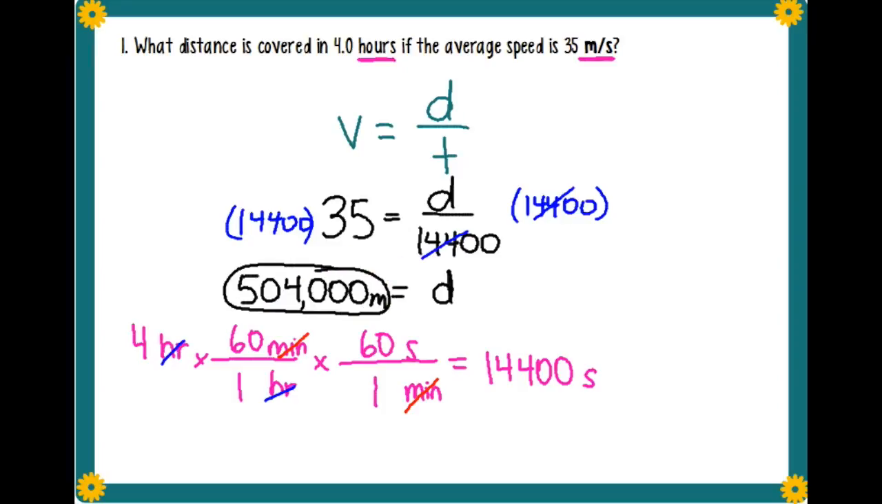I should probably watch sig figs there. I only started with 2 sig figs here and 2 sig figs here. So my answer should only have 2 sig figs. So I should say maybe 500,000 with a bar over the 0. Too late now. The video's made.